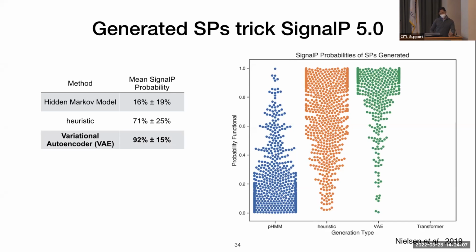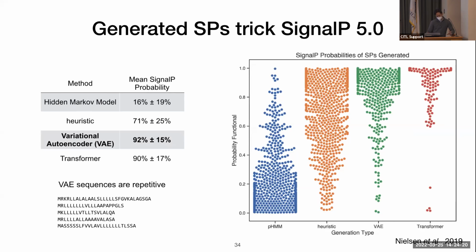We also train what's called a variational autoencoder, which is another style of generative model. This one does even better. In fact, on SignalP, it does better than the transformer that I'm going to focus on for the rest. But if we look at the VAE, most of the sequences it generates are very repetitive. And it looks like it's just really learned that things should start with M. And then in that hydrophobic region, there should be lots of L's.